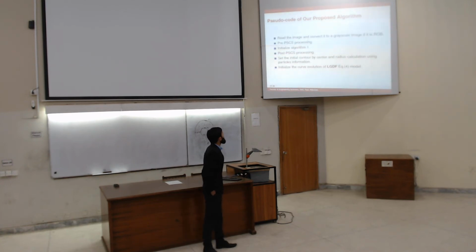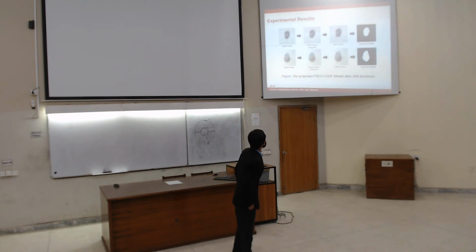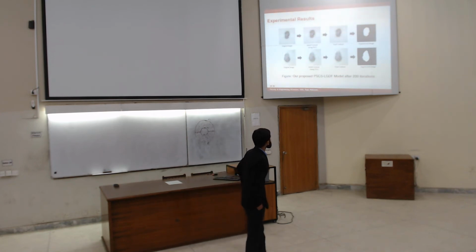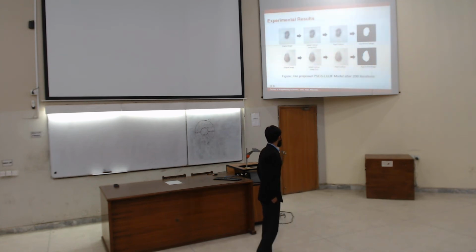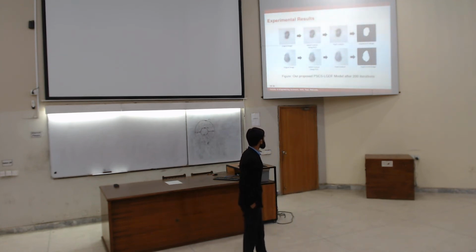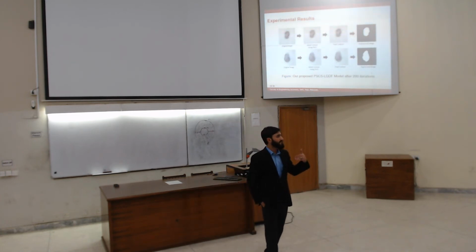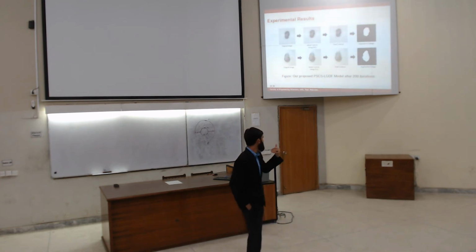These are the pseudo code of our proposed model. These are the experimental results. You can see here first the original image, second is the initial contour using our PSCS-C algorithm, the third image represents the final contour, and the fourth image represents the segmented image. This is our proposed PSCS-C LGDF model after 200 iterations. You see above, the LGDF model cannot achieve the result after 700 iterations, but here we can achieve it after 200 iterations.